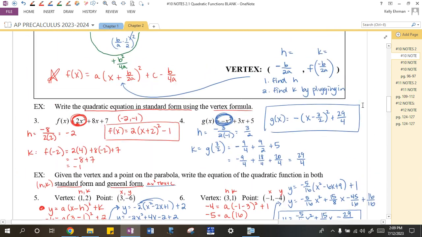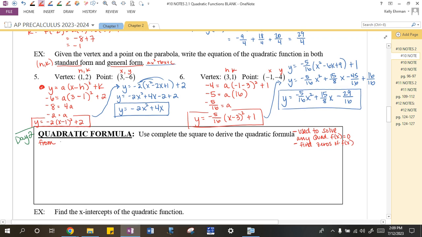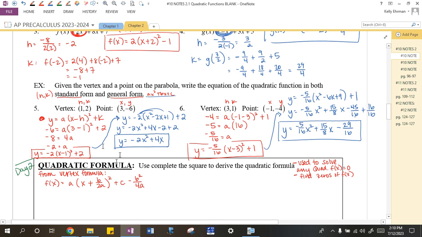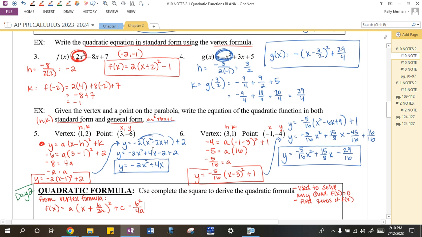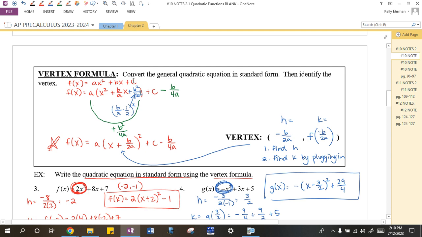So from the vertex formula box, we got to this step. F of x equals a times x plus b over 2a squared. And then we had this plus c minus b squared over 4a. This is where we got our vertex formula from. So if I were really starting from scratch, I would have said, start here, start completing the square.